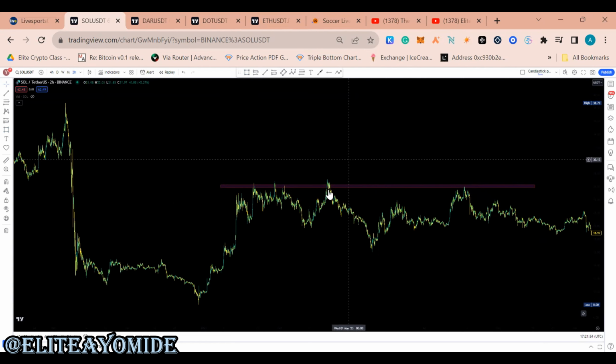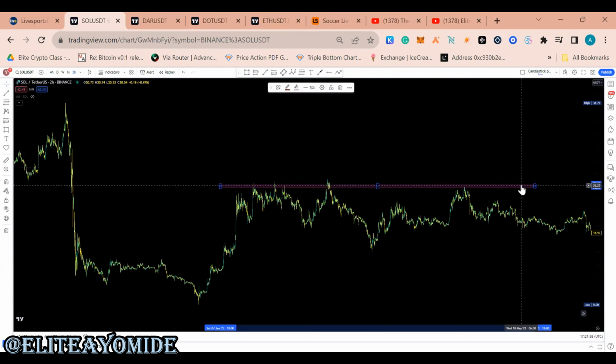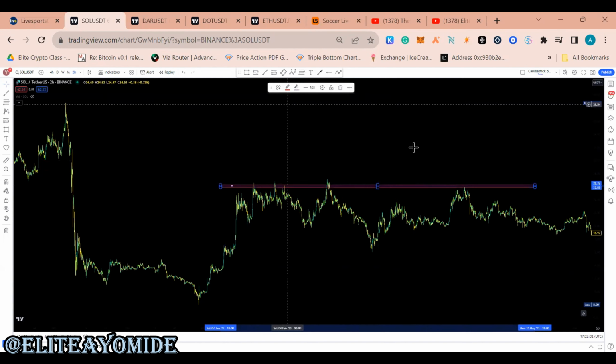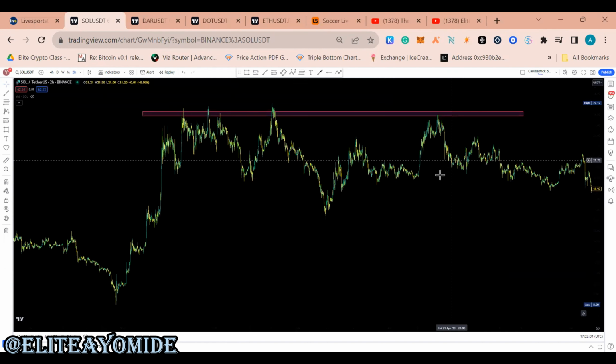So checking this, you can see that for this resistance that I just drew, let me change the color so you guys will be able to see very well. Now for this support and resistance that I just drew, you can see that the number of touches is 1, 2, 3, 4, 5, giving us a very valid area of value, which is the resistance in this case. Now let's draw the support.